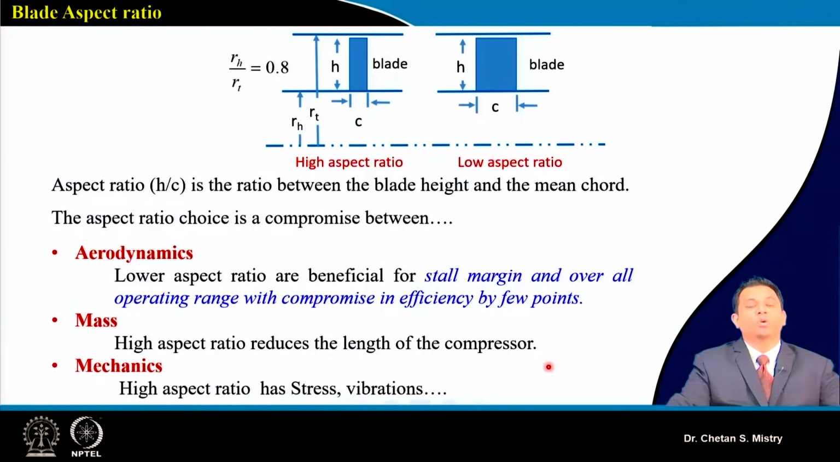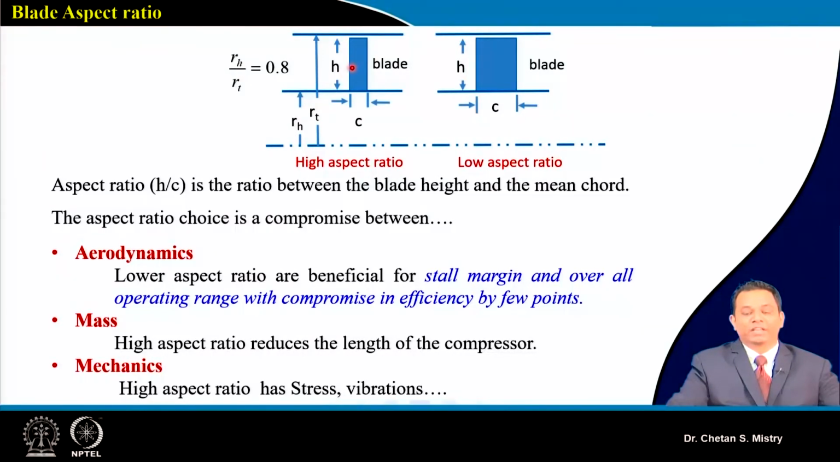Okay, now let's see the other parameter that comes into the picture. People started talking about the aspect ratio. So here in this case, suppose I consider my radius ratio of 0.8. Be careful, as I discussed earlier, my radius ratio and aspect ratio are two different things. Remember, we can have the same radius ratio but blades with different aspect ratios.